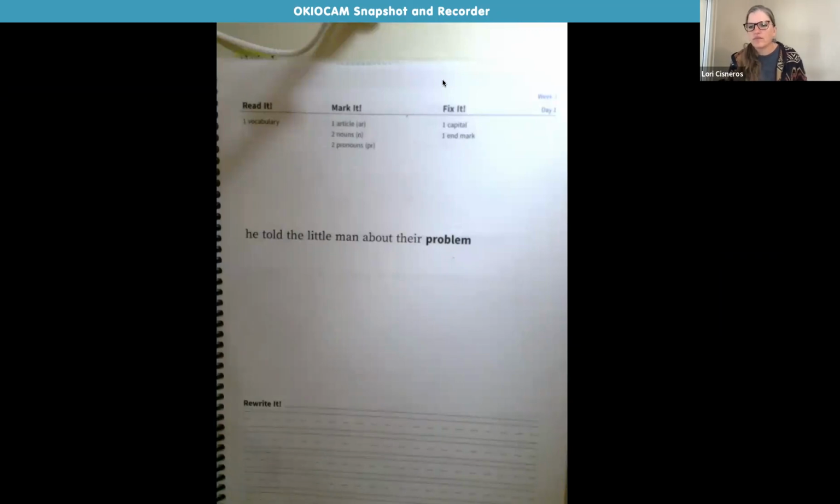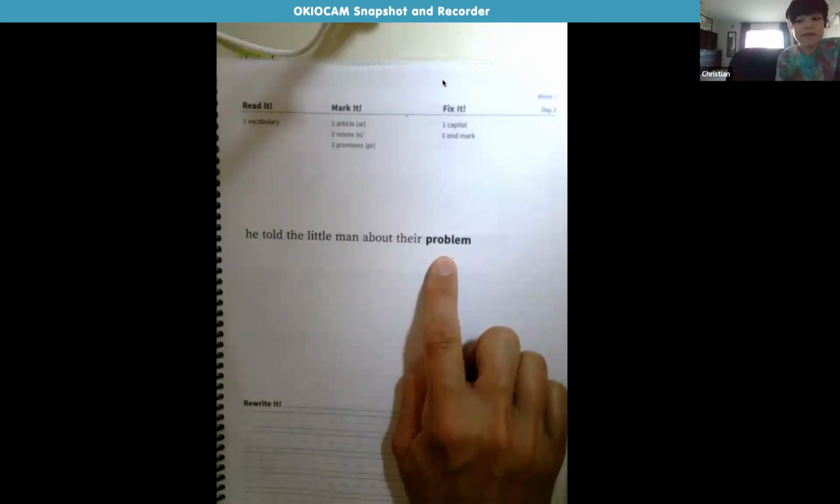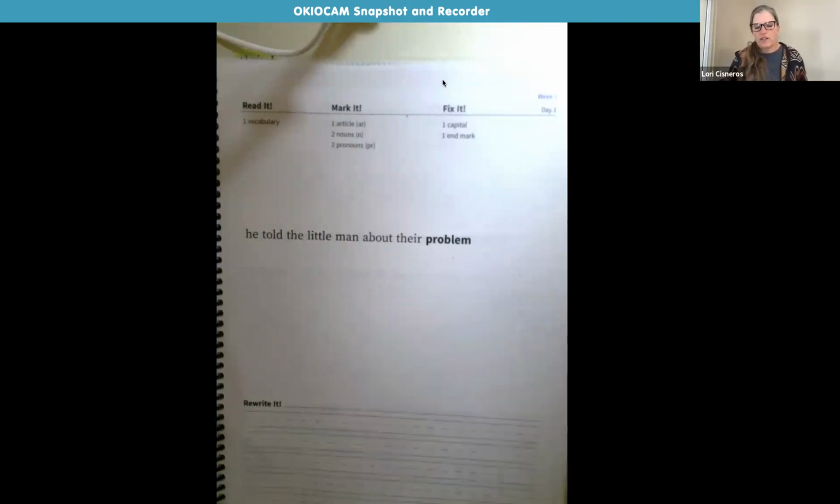Because it's, well, the one that's shaded in. Yeah, it's in bold or it's darker than the rest of the words in the sentence. So that's a clue. That is a big clue that that is a vocabulary word.